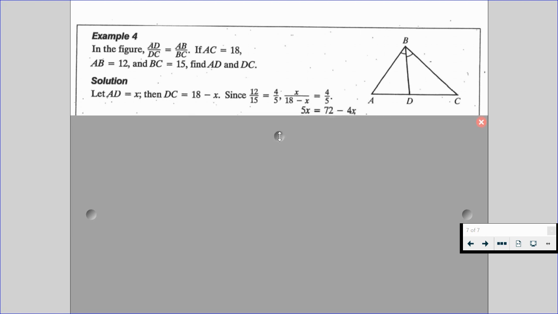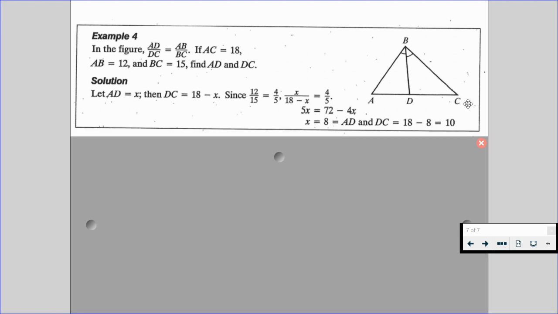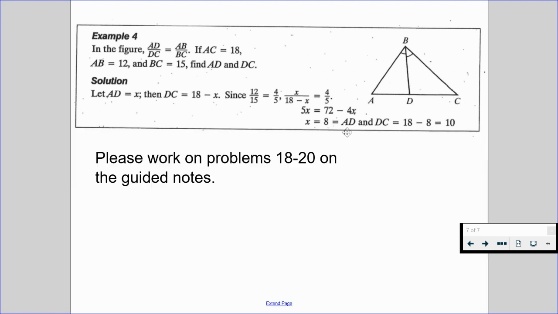From here, we can multiply. We get 5x is equal to 72 minus 4x, and we end up with x is equal to 8. So AD is 8, and DC is now 18 take away 8, which is 10. Awesome job with this. Please work on problems 18 through 20 on the guided notes.